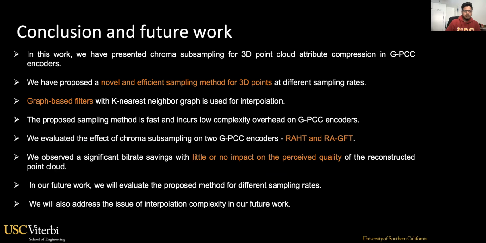In conclusion, in this work, we have presented chroma subsampling for 3D point cloud attribute compression in GPCC encoders. We have proposed a novel and efficient sampling method for 3D point clouds at different sampling rates. Graph-based filters with KNN neighbor graphs are also used for interpolation. We evaluated our method on 2 GPCC encoders, and the results are very promising: we were able to reduce the bitrate significantly with little or no impact on perceived quality. In our future work, we'll evaluate the proposed method at different sampling rates and also address the complexity of the interpolation techniques.